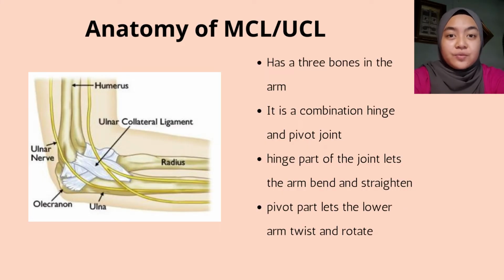The elbow joint is where the bones in the arm meet. The upper arm bone is the humerus and the two bones in the forearm are the radius and ulna. It is a combination hinge and pivot joint. The hinge part of the joint lets the arm bend and straighten. The pivot part lets the lower arm twist and rotate.